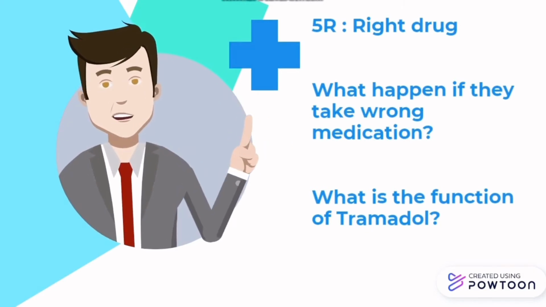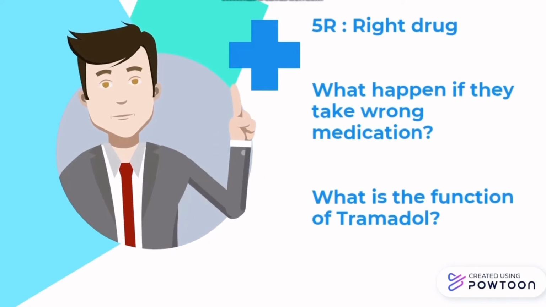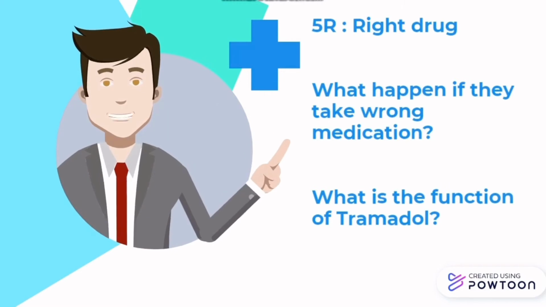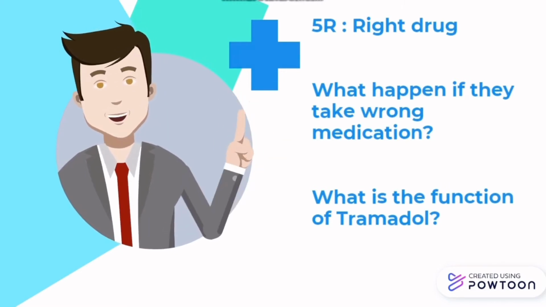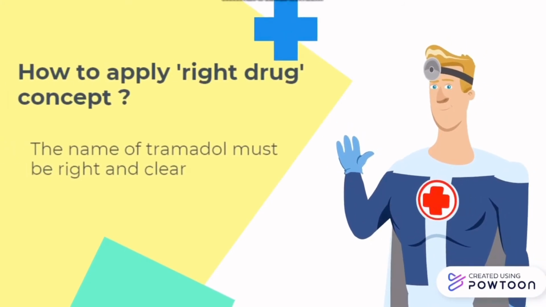So the drug that is given to our group in this project is Tramadol. Tramadol is a drug that acts as a painkiller that helps to treat moderate to severe pain. And the person who needs to take this drug is a person who has had an operation or serious injury. How to apply the right drug concept in our daily life? The name of Tramadol must be written correctly and clearly by the pharmacist or the doctor that prescribed this drug. This is because the patient will be more confident when taking this medication.